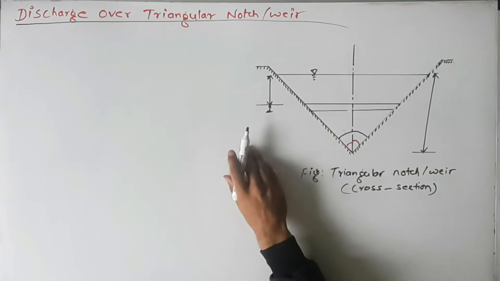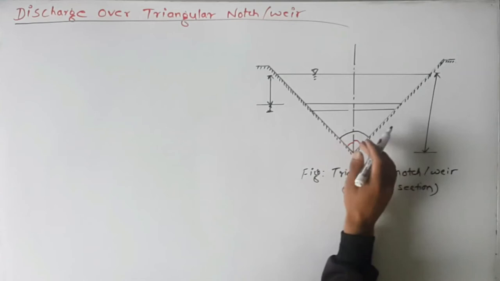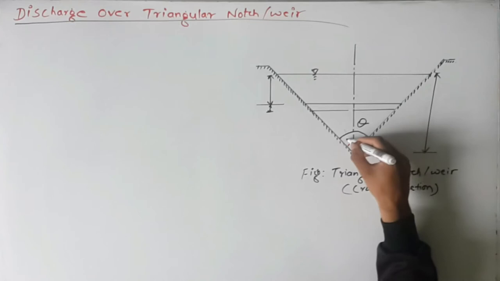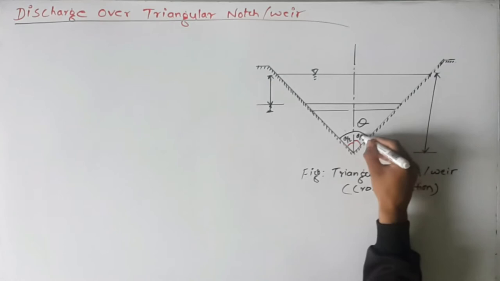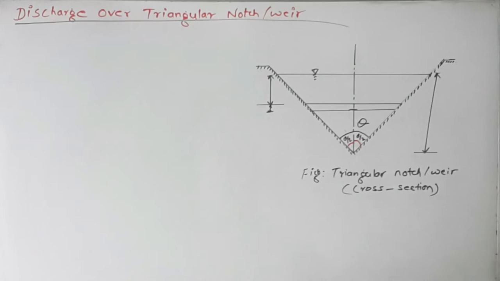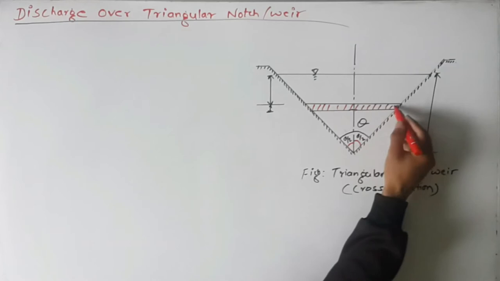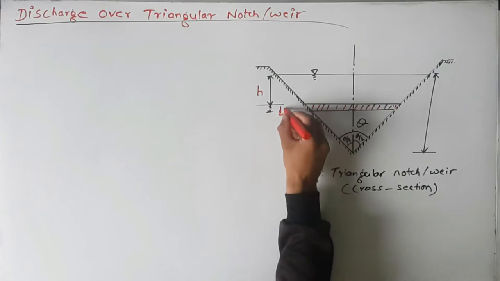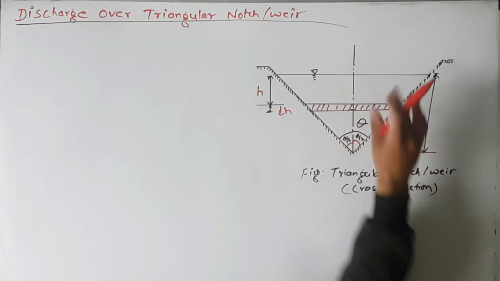Let the angle of this triangular notch or weir, that is conical shape, be theta. This angle is theta by 2, and the other angle is also theta by 2. First of all, we will calculate the discharge over a small elementary strip taken at depth h below the free surface. This is the depth h where the strip is taken, and the thickness of the strip is dh. The height of the free surface of water above the apex of this notch is capital H.